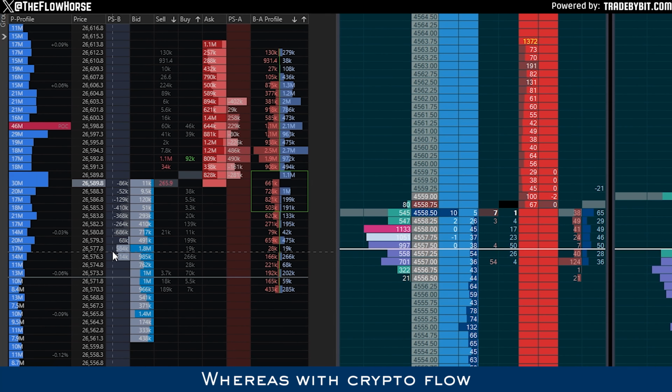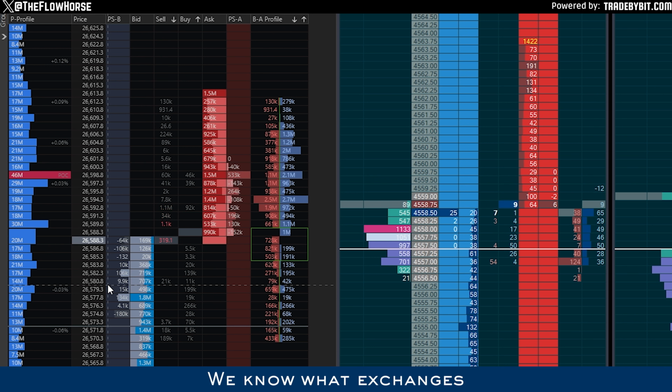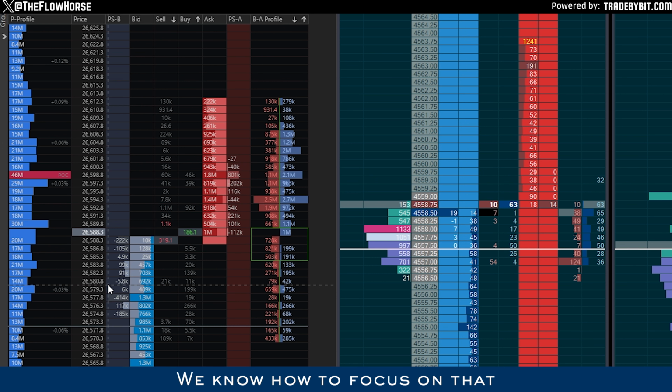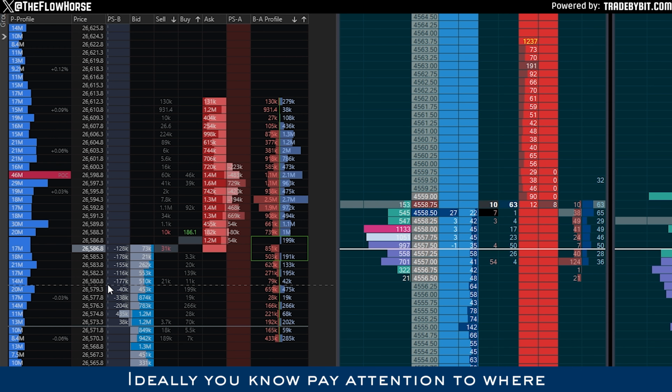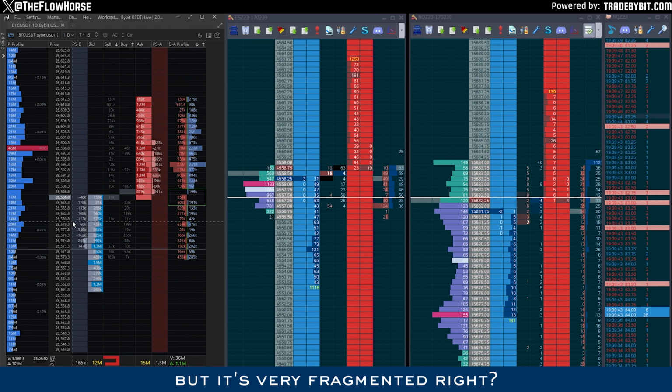Whereas with crypto, flow is a lot more fragmented. Now, we know what exchanges dominate flow. We know what exchanges are most responsible for price discovery. We know how to focus on that. Ideally, pay attention to where most of the volume and the open interest is, as long as it's legit. But it's very fragmented, right?